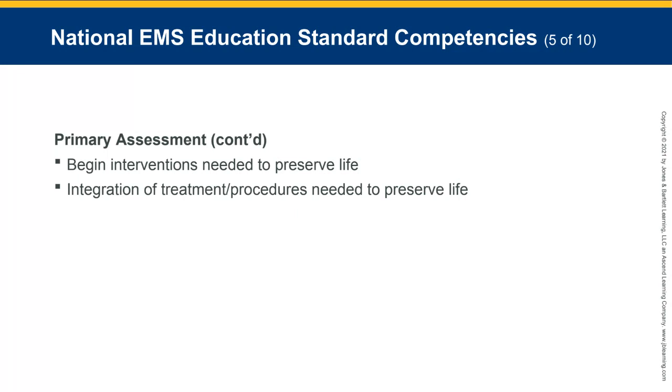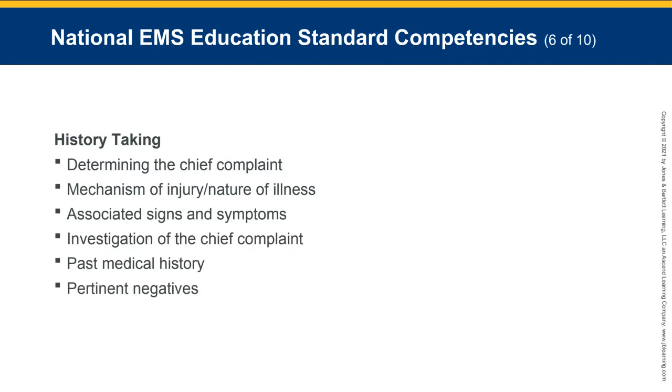Based on assessment findings, we will focus on what is the most appropriate intervention to preserve life and how to integrate treatment and procedures required to preserve life. We will look at history taking, which is how we will gather information based on the chief complaint, the mechanism of injury, nature of illness, associated signs and symptoms. We will investigate the chief complaint, consider the patient's past medical history and pertinent negatives.